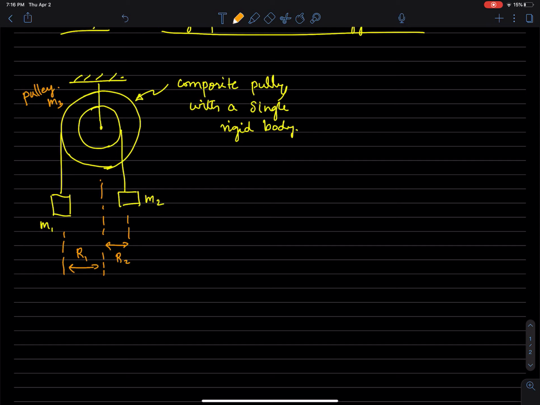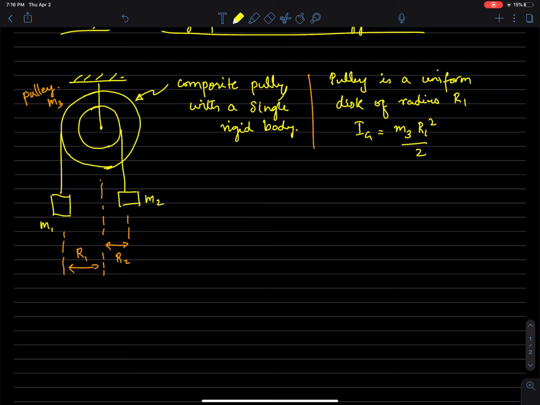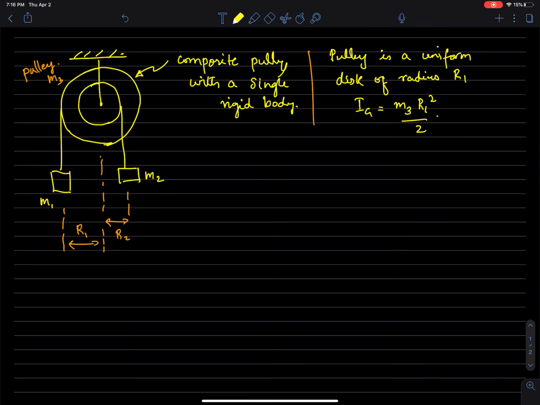Let's say, in addition, that the pulley is a uniform disk of radius R1, which means that its Ig is M3 R1 squared by 2. That's what the formula for Ig is for uniform disks. Now, the question asks for the following thing.